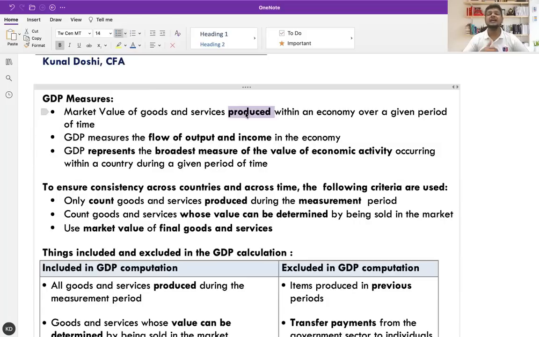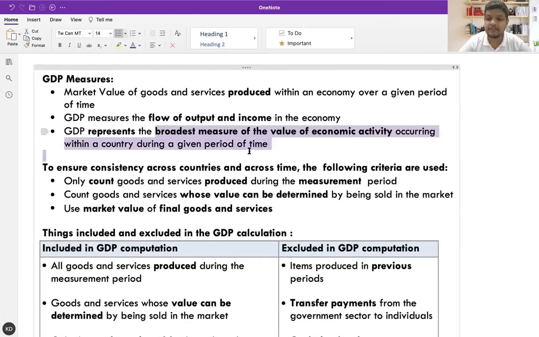For example, let's say last year, the Indian economy produced total goods and services, whether they were produced to sell in your country or outside the country or not even consumed. But the total amount of goods and services produced, not sold. Produced, that's the important thing. Indian economy last year produced around $2.7 trillion worth of goods and services. That's the value of goods and services produced by the Indian economy. That's India's GDP. Is that clear? It measures the flow of output and income in the economy. It represents the broadest measure of the value of economic activity.